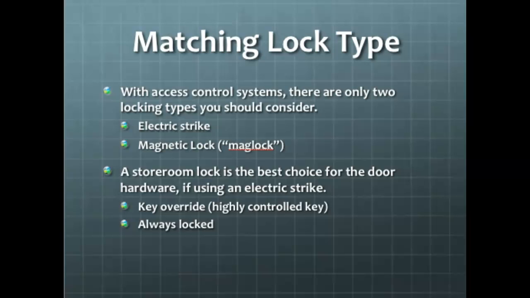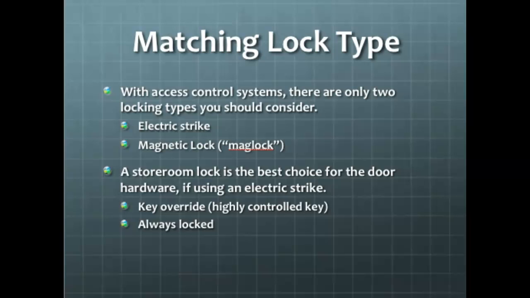When you have an electric strike, you still need to put a lock on the door. It's almost always a storeroom function lock or just a fixed handle. It's a passage set that doesn't allow passage, right? It's just locked in place. But you need a handle of some kind. I would suggest you use storeroom locks on those. Don't get hung up on that part.